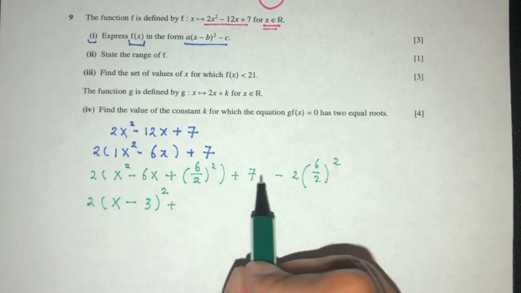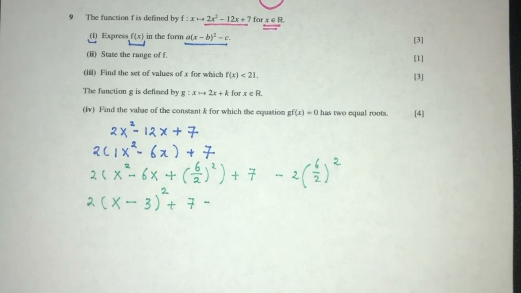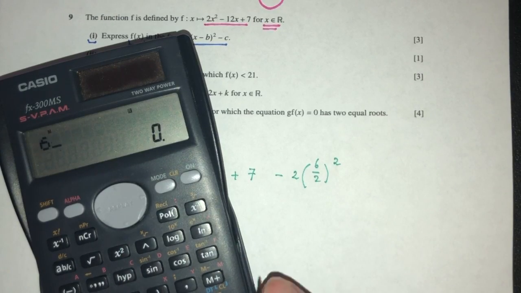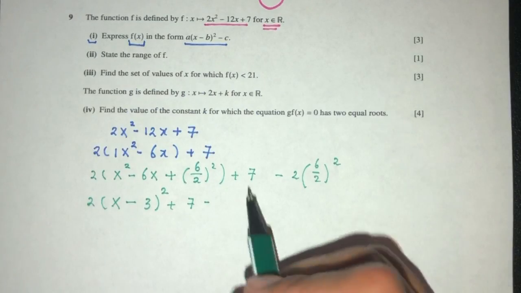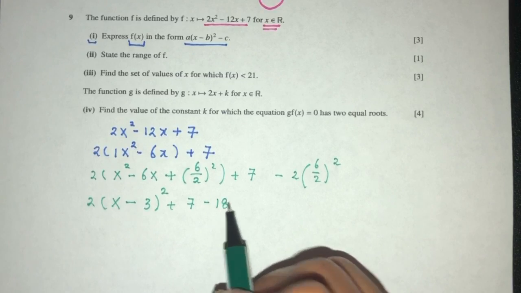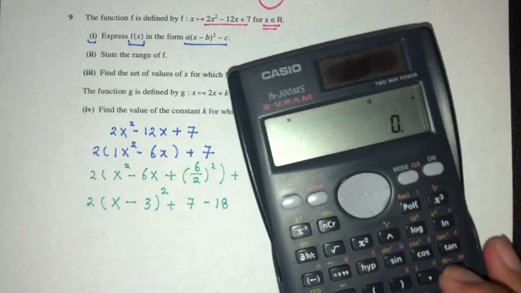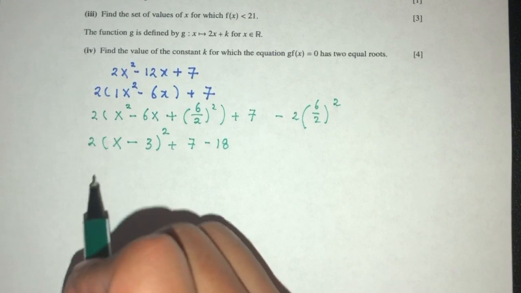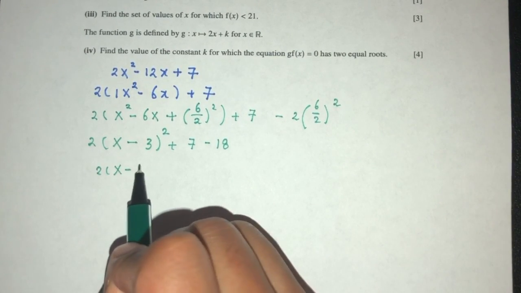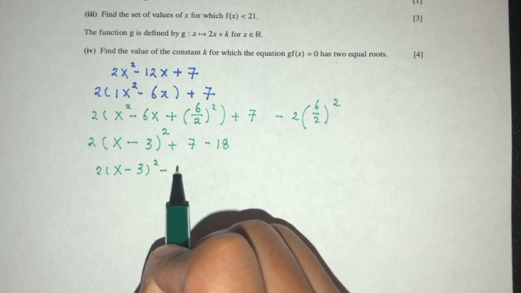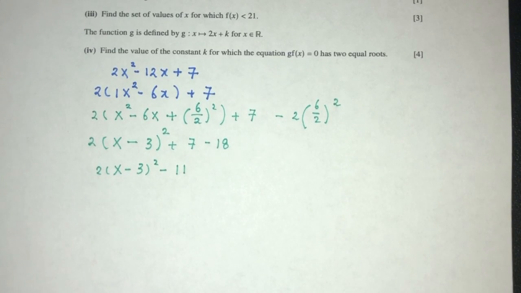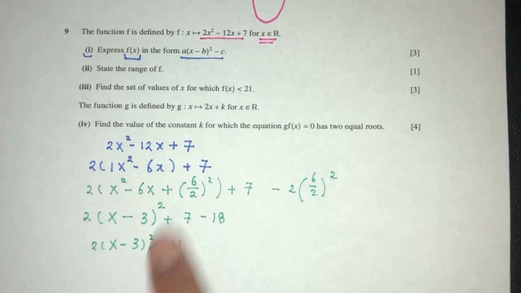Now here we have 7 minus 6 divided by 2 squared times 2. That should be 18. Right? So if you check, 3 to the power 2 times 2 should be 18. 7 minus 18 should be minus 11. So let me write this down. That will be 2 times (x minus 3) squared minus 11. Okay, this is expressing this in this form.